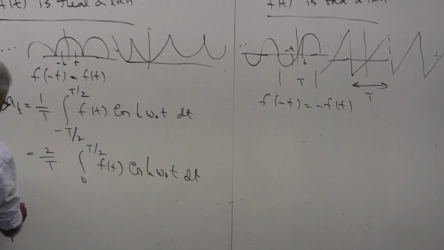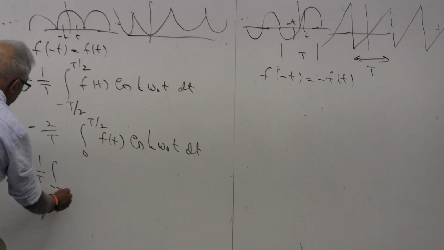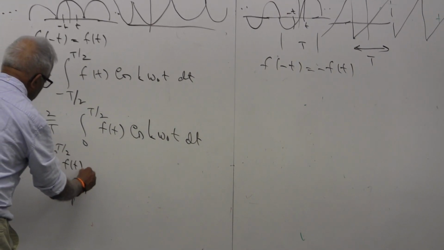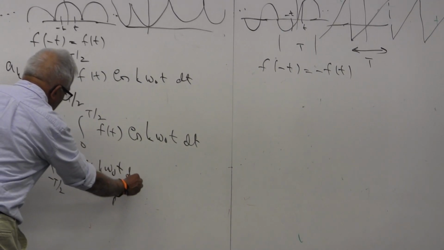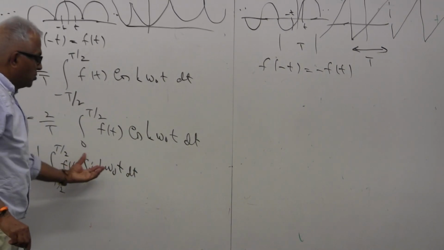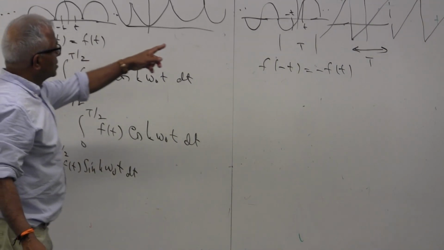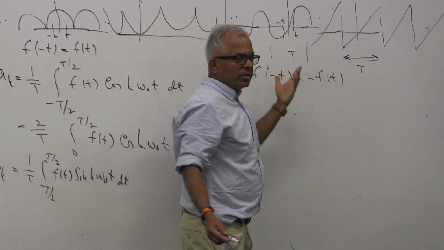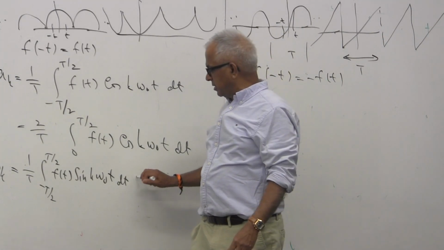And if you look at Bk, it will be 1 over T integral minus T by 2 to T by 2 Ft sine k omega naught. So what is this value? Anybody? This is even, this is odd. So the product is odd. Odd is like this. So if you integrate an odd function over an entire period, it will be 0, right? So the Bks are 0 here.